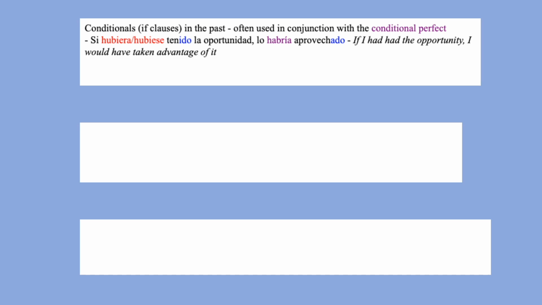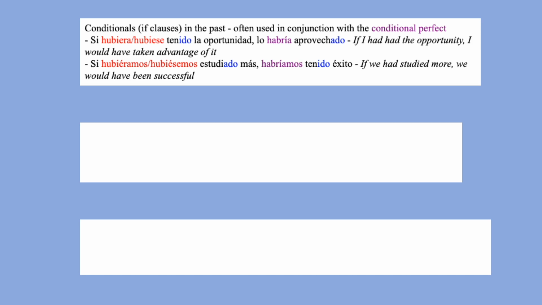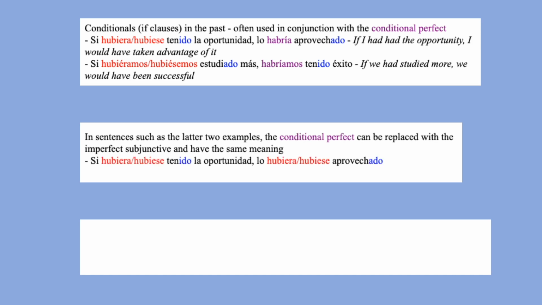Si hubiera tenido la oportunidad, lo habría aprovechado. Si hubiéramos estudiado más, habríamos tenido éxito. Now, in sentences such as these 2 examples, you can replace the conditional perfect with the imperfect subjunctive conjugation of haber, and it will have the same meaning. Si hubiera tenido la oportunidad, lo hubiera aprovechado. Si hubiéramos estudiado más, hubiéramos tenido éxito.